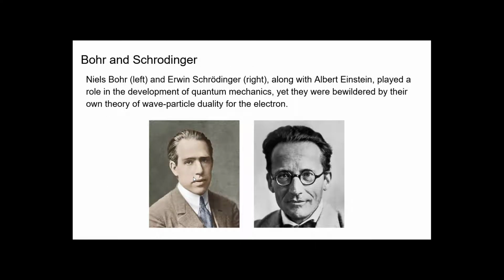So Niels Bohr and Erwin Schrodinger, along with Albert Einstein, played an important role in the development of quantum mechanics. Yet they were bewildered by their own theory of wave-particle duality. So let me explain. When they did these experiments, they found that an electron followed a certain behavior, and it made sense. But when they did other experiments, they found that the electrons did not follow at all what they were seeing, what the evidence was showing, and they had no way to explain it.